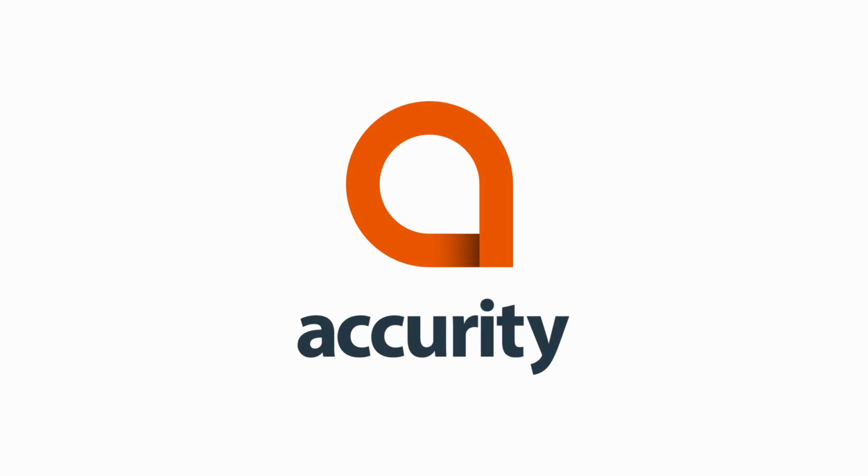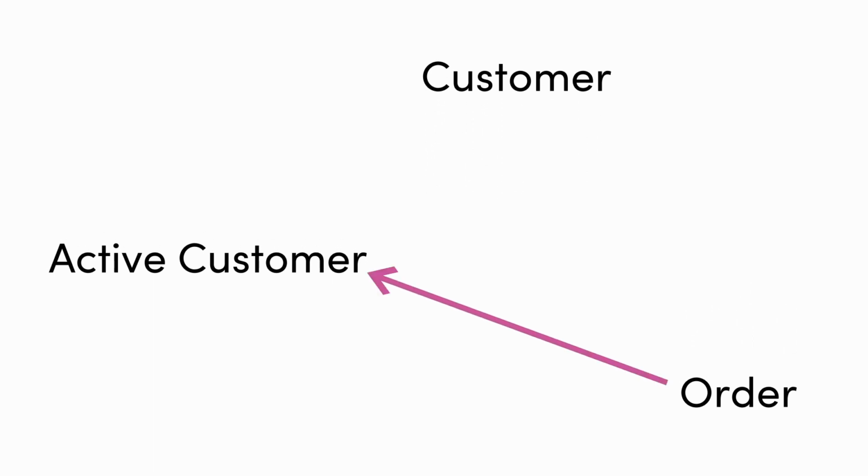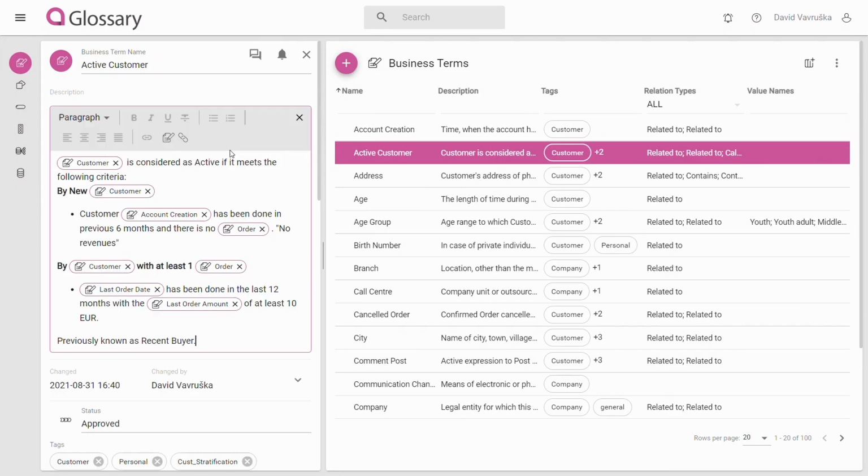Welcome to the tutorial explaining the new relation types feature of Accurity. This new feature is all about connecting business terms together in ways that better represent business models in real life. The connection between two business terms can be done as soon as writing its definition.